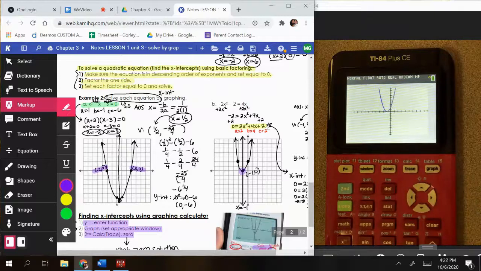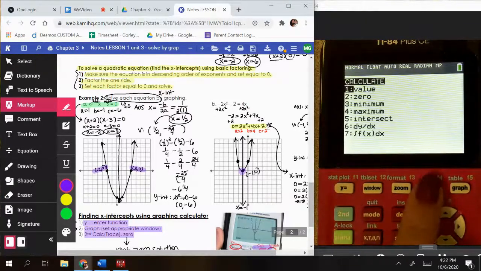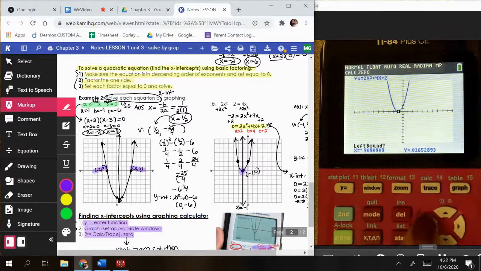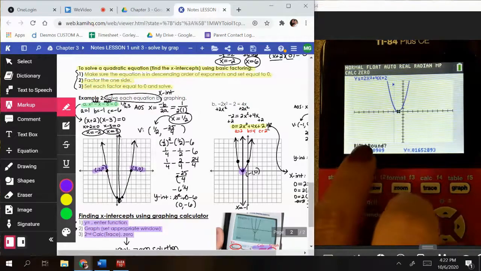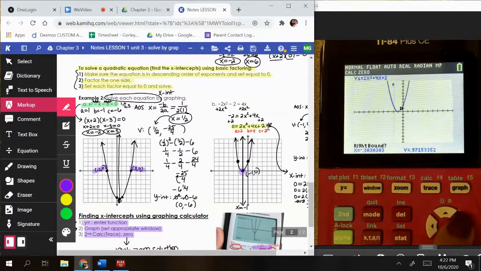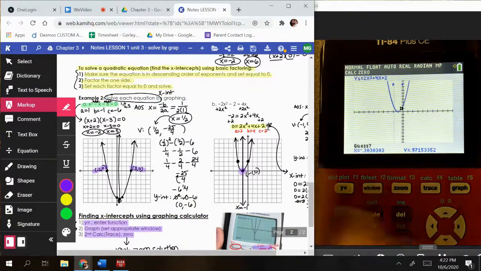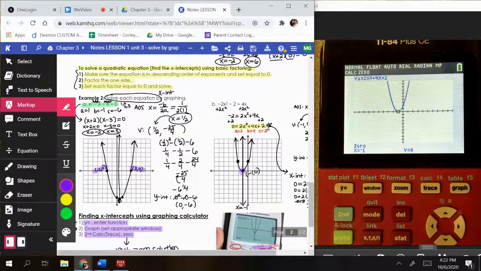Okay, I'm not going to mess with the window. So I'll go to second trace or second calculate, zero. Arrow over where you think the zero is. Go a little bit to the left of it. Enter. Okay, go back to it. Now go a little bit to the right of it. Enter. Press enter again to guess. And you can see that we get -1, 0, which is exactly what we found.